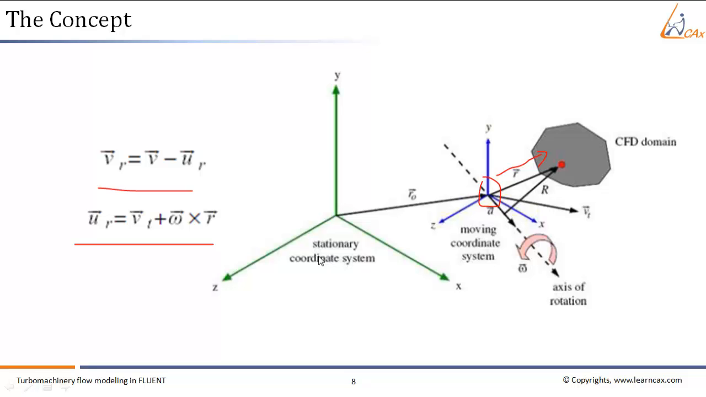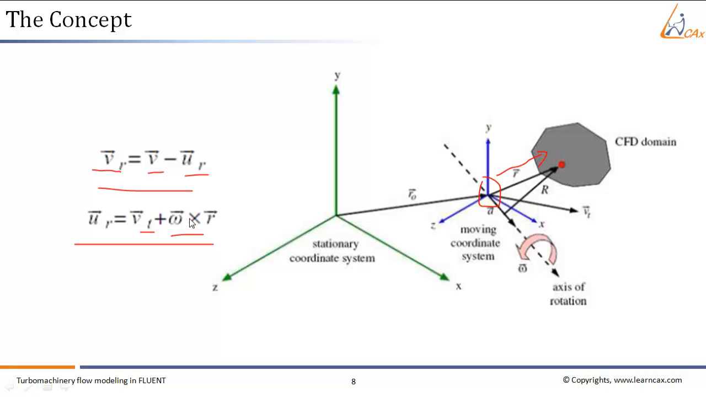In this equation, Vr bar, that is this quantity, is the relative velocity, which means the velocity viewed from the moving reference frame. V bar, which is this quantity, is the absolute velocity, which is the velocity viewed from the stationary reference frame. Ur bar is the velocity of the moving frame relative to the inertial reference frame, and Vt bar is the translational frame velocity. Omega bar is the angular velocity. Omega bar and Vt bar can vary with time.